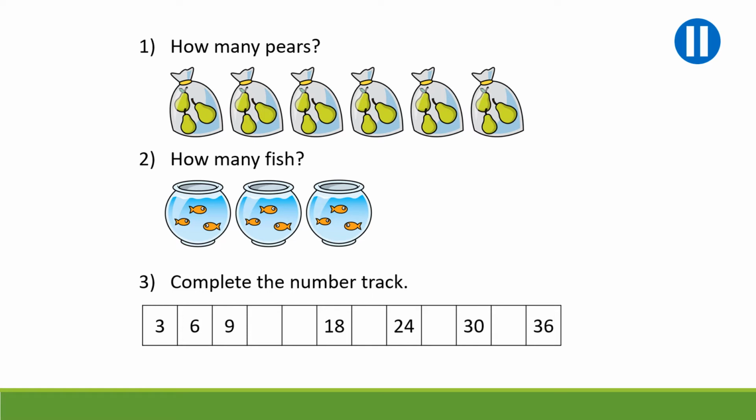Let's make a start. Pause the video here to have a think about these questions. Number 1, how many pears can you see? Number 2, how many fish? And number 3 asks you to complete the number track.